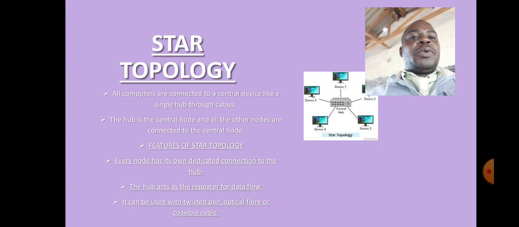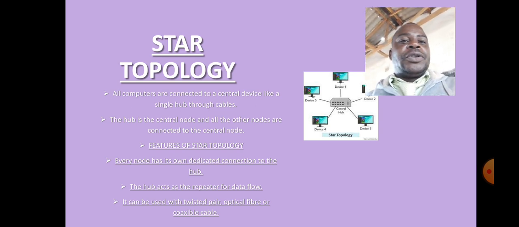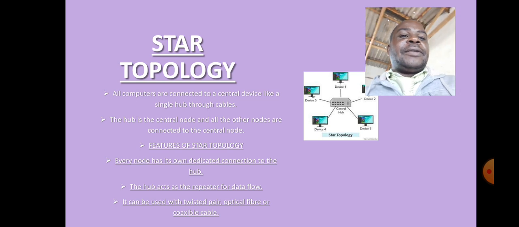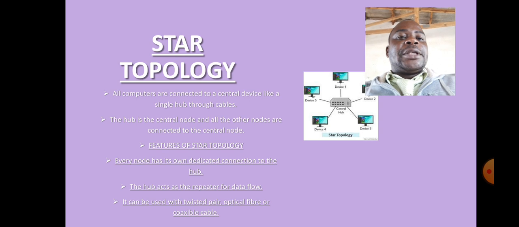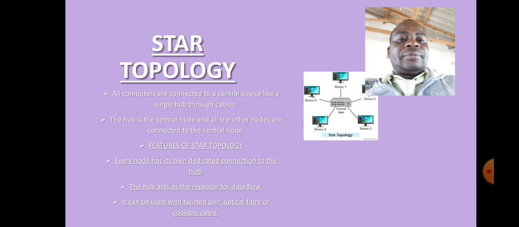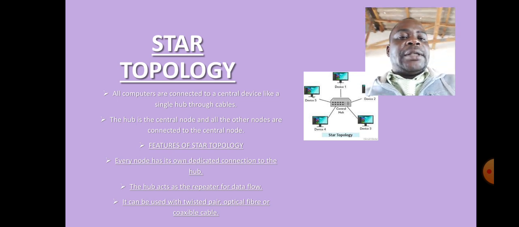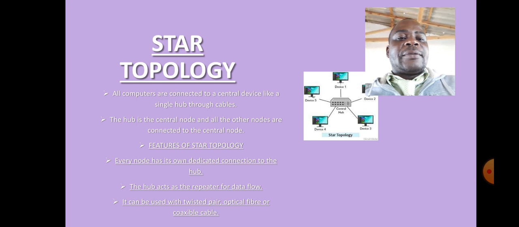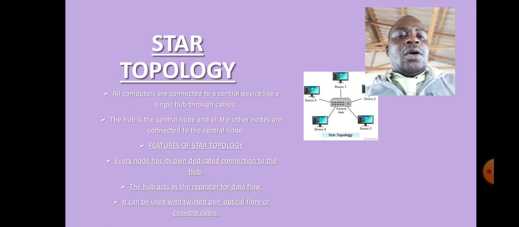The first topology we are looking at is the star topology. On the star topology, all the computers are connected to a central device which is called a hub. The hub is the central node, and all other nodes are connected to it. Every node has its own dedicated connection to the hub. Also, on the star topology, the hub acts as the repeater for the data flow. It can be used with a twisted pair, optical fiber or coaxial cable.